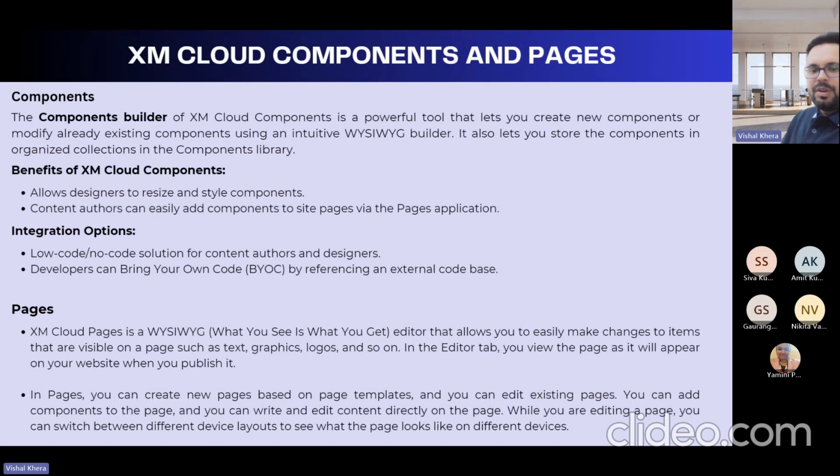And content authors can easily add components to site pages via the Pages application. So with the Pages application, we can easily add those components which we are creating in the component builder on the pages. Then there are integration options as well with the components. So it's not needed with the components to pull the data only from Sitecore or only put static data. We can pull the data from other APIs as well. We can map the data with the APIs.